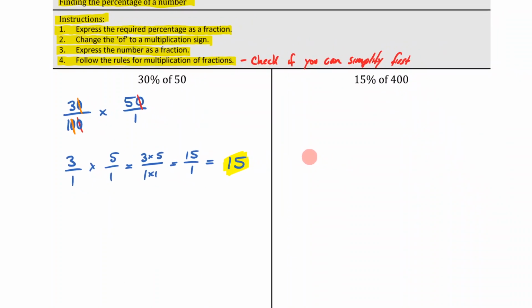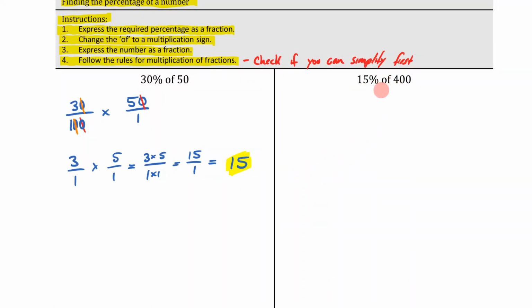Let's now give it another go. You might like to pause the video and see if you can do this one yourself. It's going to be the same idea. So remember, we follow our instructions here. So we write 15 of 100. Instead of 15%, we change it into a fraction. Instead of of, we write times.